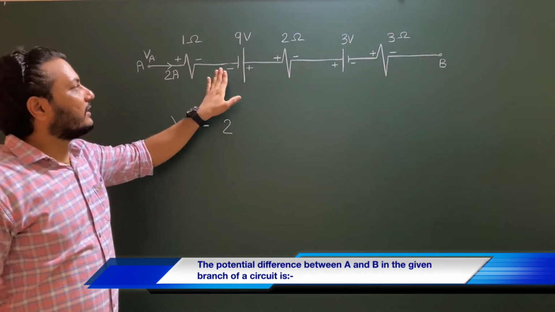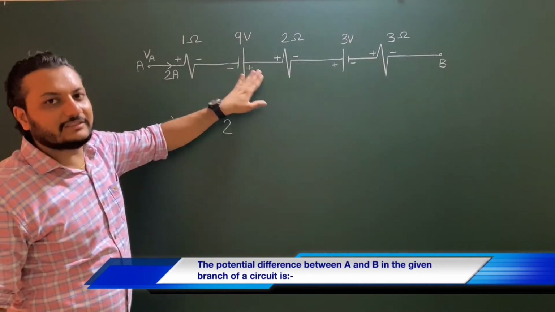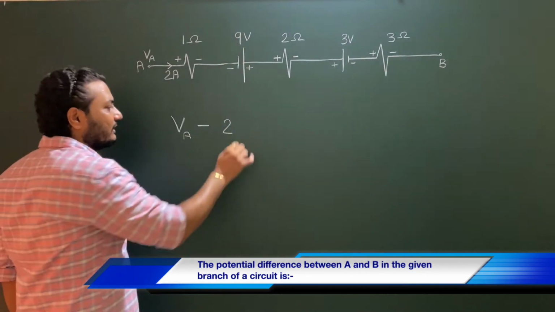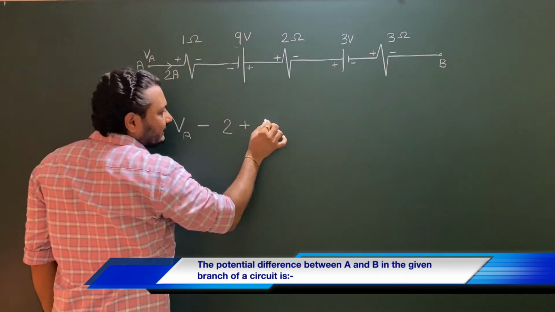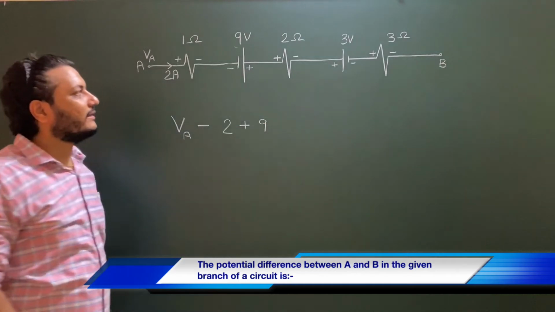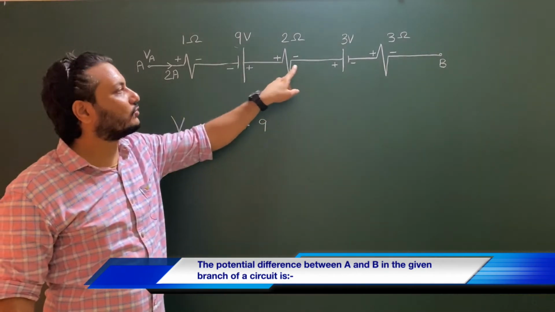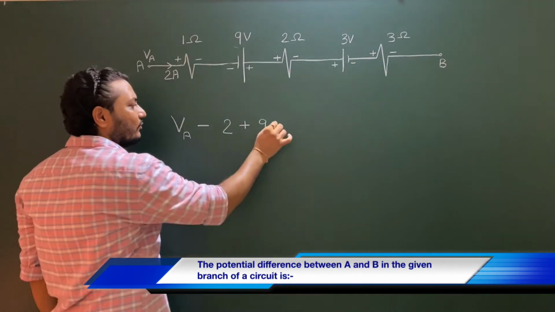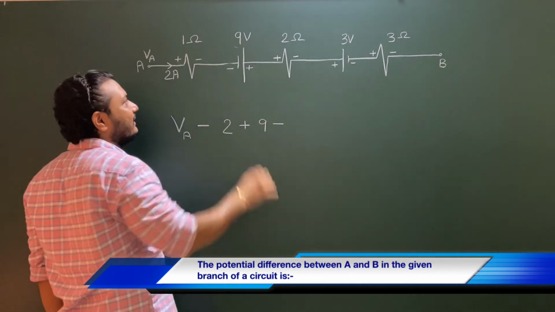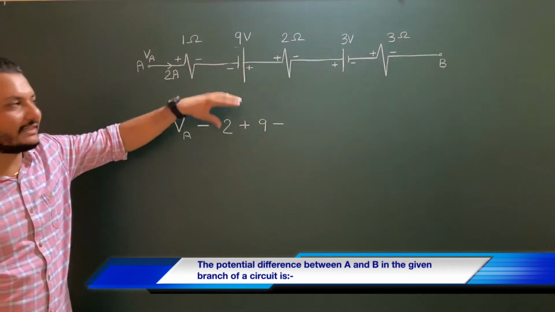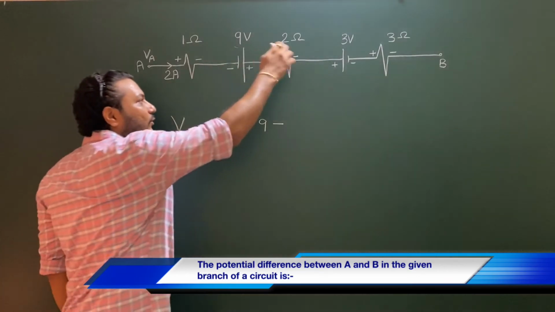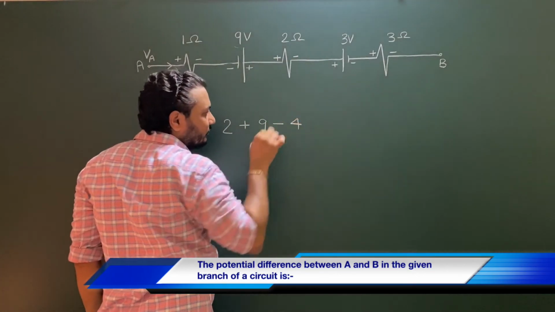Then from here to here we are going from negative to positive. It means the potential is increasing. So for increasing we have a positive sign, and the potential is increased by 9 volt. Then from here to here it is plus to minus, again it is decreasing, so for decreasing we will keep a negative sign. Current value is 2 ampere, resistance value is 2 ohm. If you multiply that, you will get 4 volt. So 4 volt drop across this.